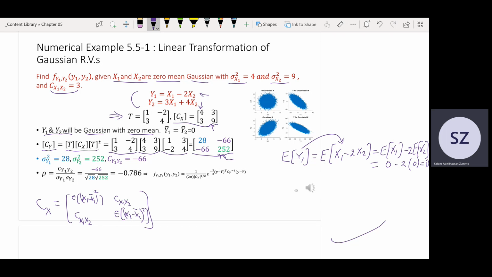And what is this? Minus 66. What do you call it in English? Covariance. Okay, covariance. So we know now that the variance of y1 is 28, the variance of y2 is 252, and the covariance between y1 and y2 is minus 66. How can you describe the relationship between y1 and y2?